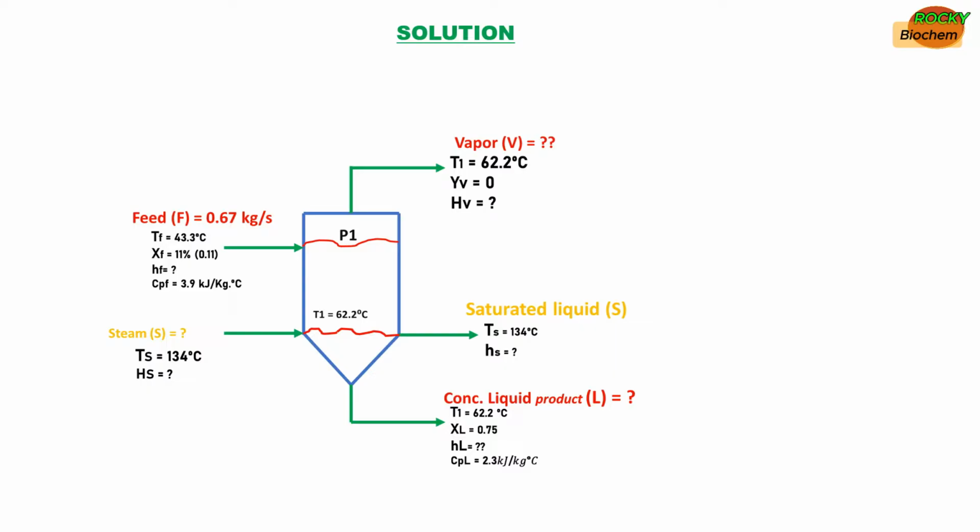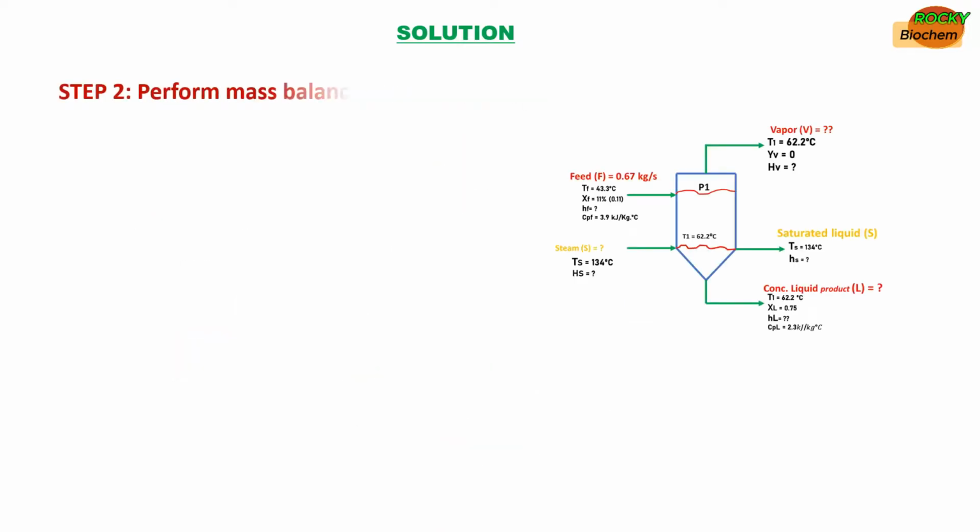These are the values that we got for the feed, the temperature F, XF, and so on. These are the values that we got from the question, so you just have to fix them in here. And yes, we have represented the information on the diagram. The next thing to do is to perform mass balance and then component balance.